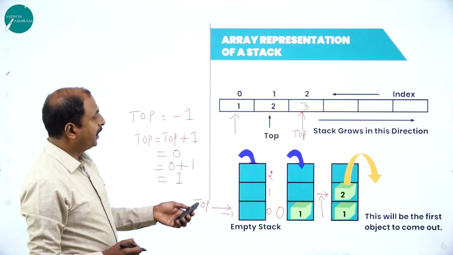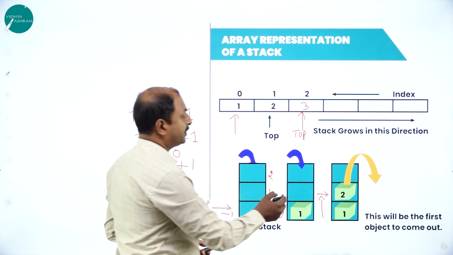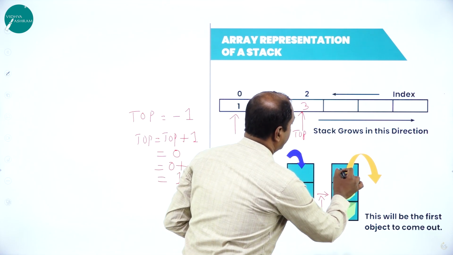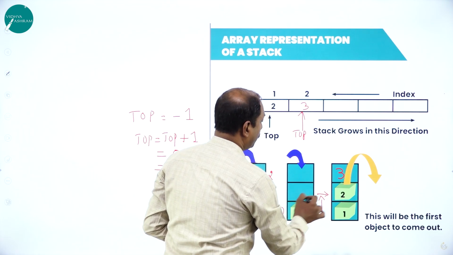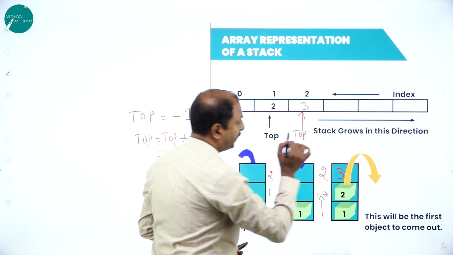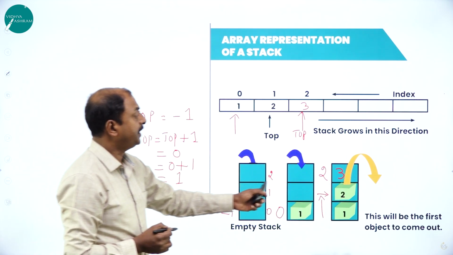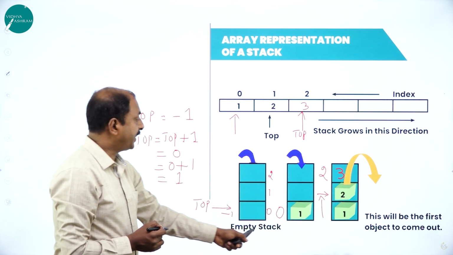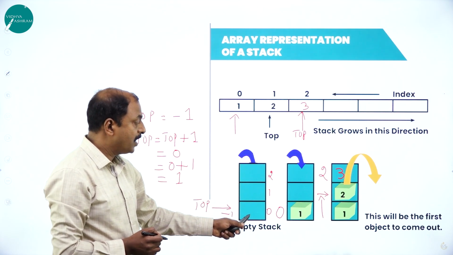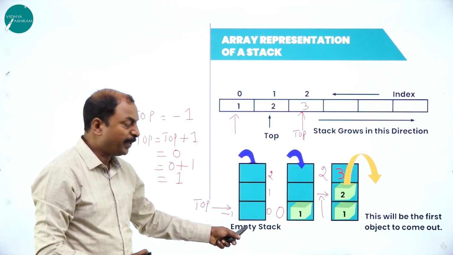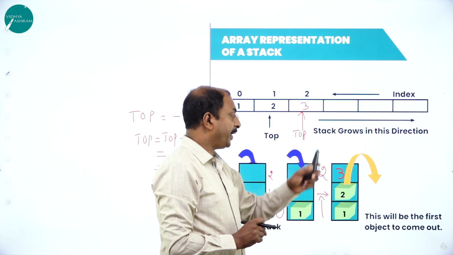Next, in this example, we can insert one more element to it, for example, 3. So here the index is 0, 1 and this index is 2. At the beginning, the size of the stack or array is 3. We could insert only 3 elements. Now we have inserted 3 elements.